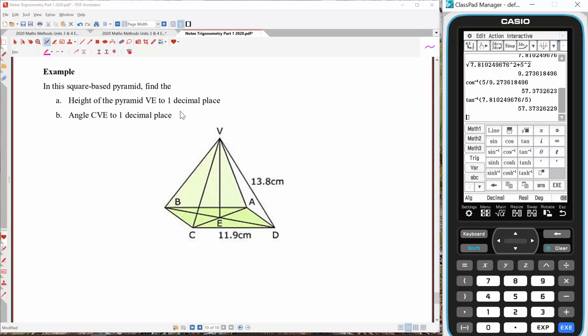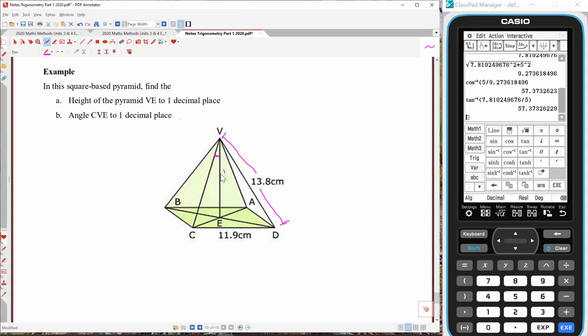Oh, this is a tough one. Okay, in this square-based pyramid, find the height of the pyramid VE to one decimal place, and angle CVE. So we want to get this angle here, and we want to get this height here. Okay, so this 13.8 centimeters is the slant height of the pyramid. So that relates to that part there.